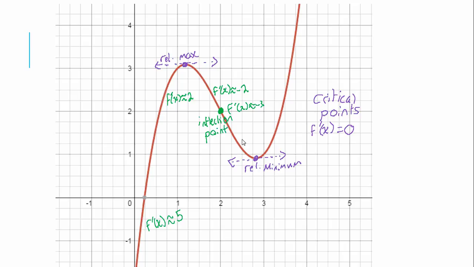And it's more often than not halfway between the relative maximum and relative minimum.